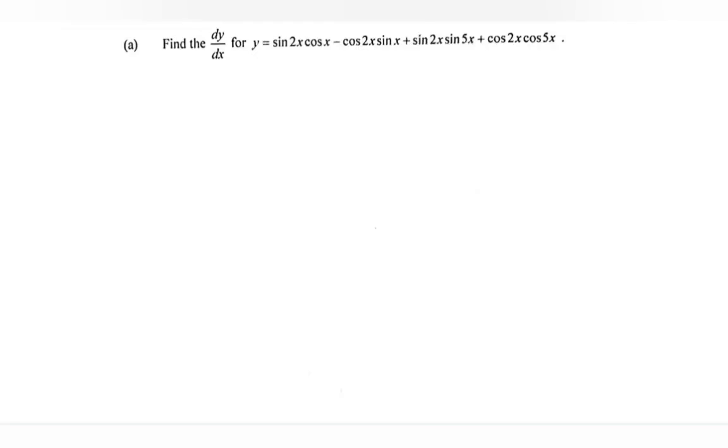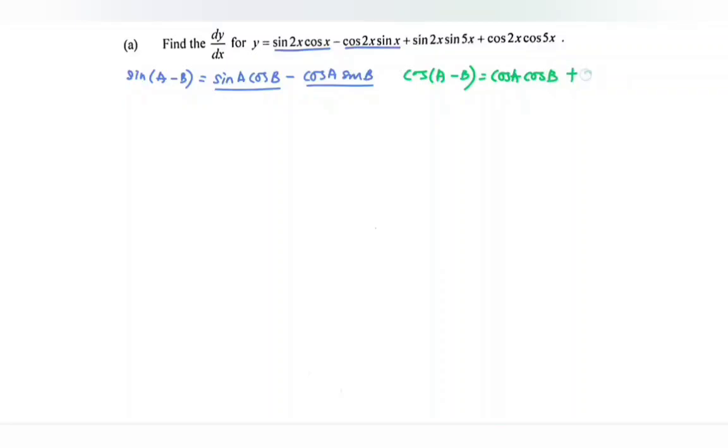My suggestion is to refer to the factor formula. Number 1: sin(a minus b) equals sin a cos b minus cos a sin b. Refer to this part, then this part. Number 2: cos(a minus b) equals cos a cos b plus sin a sin b. Again refer to this part and also this part. Focus on the blue in color.